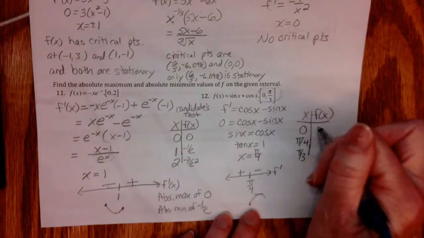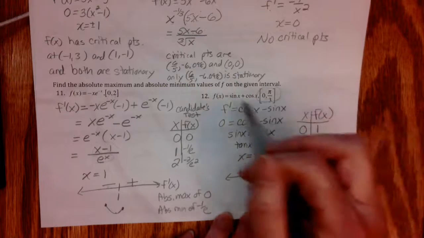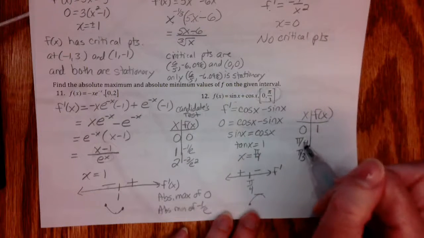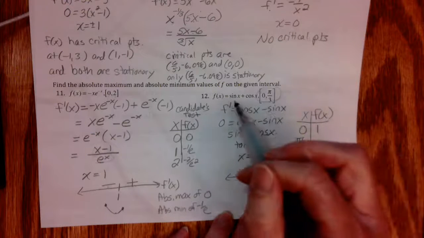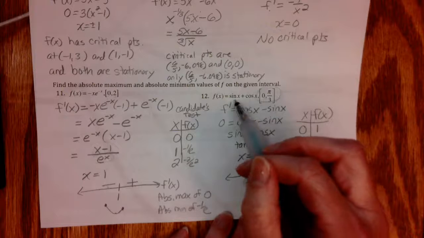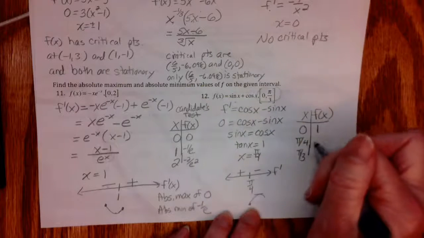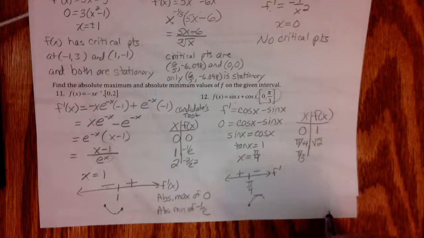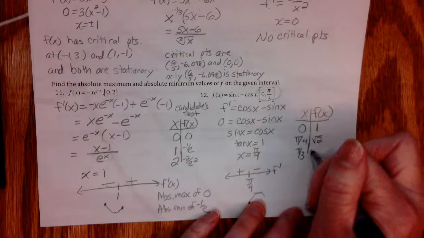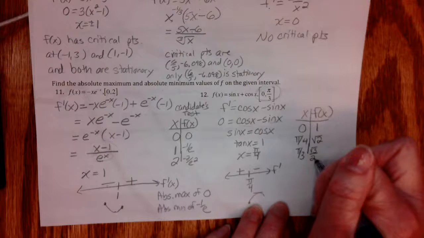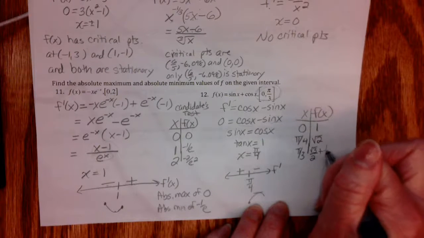0 goes with 1. Sine of 0 is 0. Cosine of 0 is a 1. Pi over 4 is 1 over root 2 plus 1 over root 2, or you could do root 2 over 2 plus root 2 over 2. Either way, they both condense to a root 2. The pi over 3 becomes the square root of 3 over 2, in for the sine, plus a half.